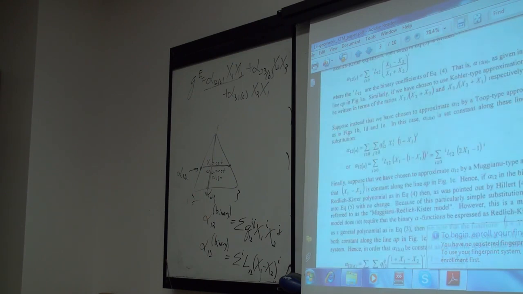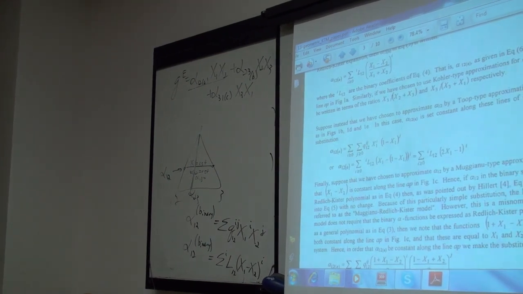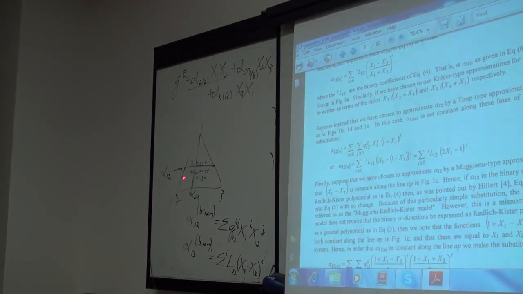So alpha 1,2 and alpha 1,3 are equal? No, alpha 1,2 comes from fitting the binary data here, and alpha 1,3 comes from fitting the binary data here. What I mean is if you're using this, then alpha 1,3 in the binary is sigma q 1,3 ij, and you replace x1 and x3 by.